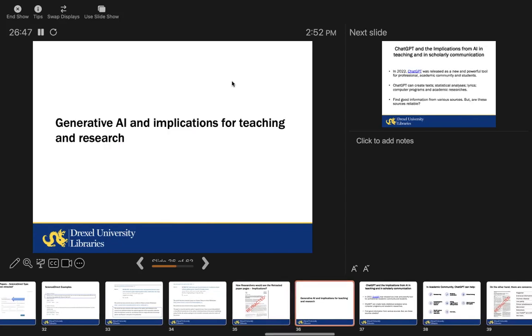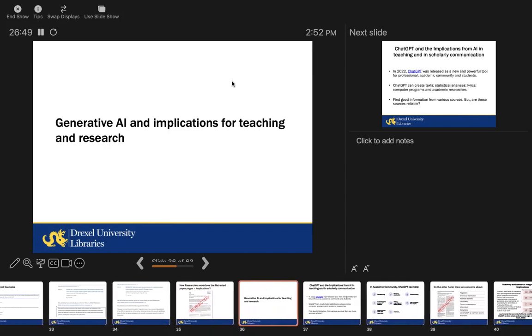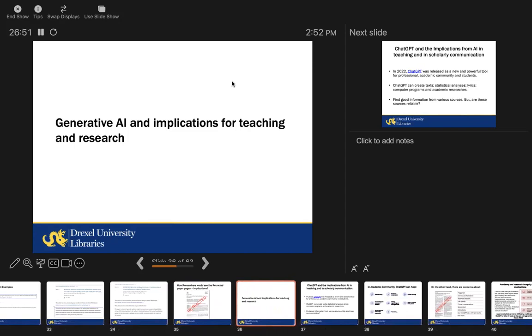Let's go to the next. So, generative AI: implications for teaching and research. Before I go to the next point, how many of you have used generative AI? Almost all of you, right? ChatGPT, Bing, and for what purpose did you use?